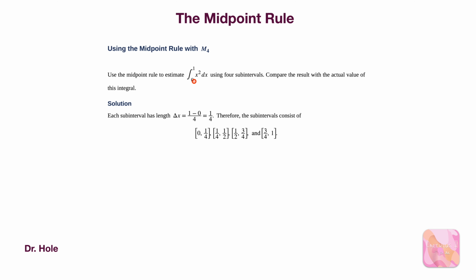So we know that the interval is 0 to 1. We can use that to then compute delta x. 1 minus 0, that's the length of the interval. We want M sub 4, therefore we divide this by 4 and get that delta x is 1/4. Starting at the leftmost endpoint, 0 to 1/4, that will be the first subinterval, and produce 3 more subintervals, where the last subinterval ends at the rightmost endpoint.